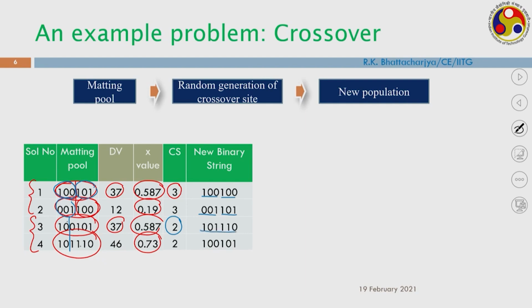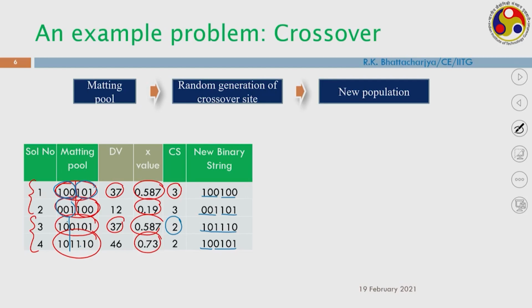101110 and the second solution is 100101. So, 100101. In this case you are not getting any new solution. Whatever the earlier solution you had, the same solution you are getting after crossover. So, sometimes it may happen also.